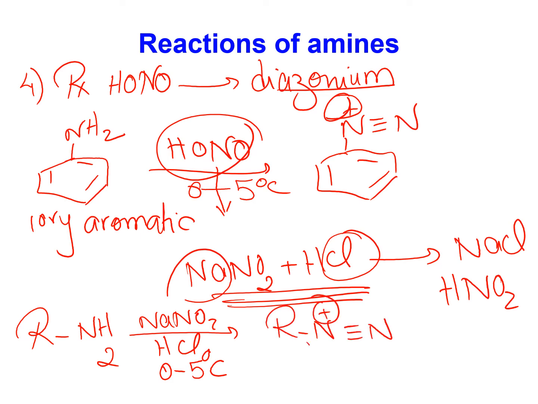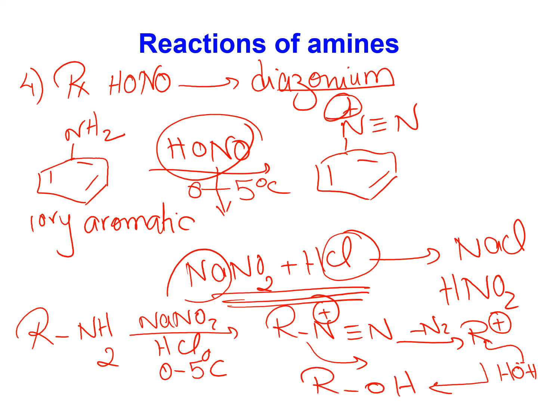However, it's very unstable, and it loses a nitrogen molecule, giving the alkyl group as a positively charged moiety, which reacts with the hydroxyl group of the water, giving the alcohol. So if you actually try to prepare diazonium salts from aliphatic amines, you will end up with the alcohol and not with the diazonium, without any interruption from your side. You don't have to do anything, it will end up with the alcohol. It will remove the nitrogen and put an alcoholic group in its place.